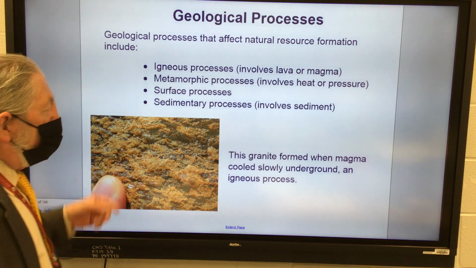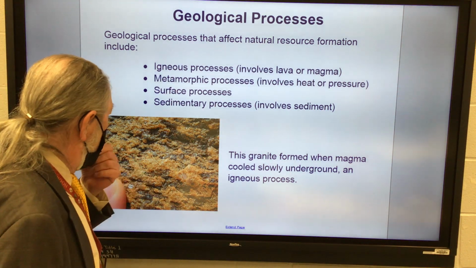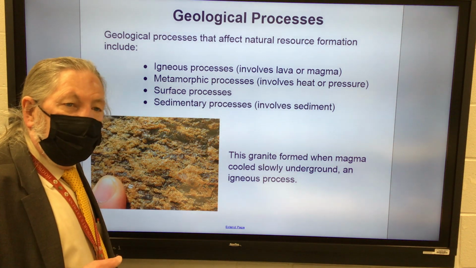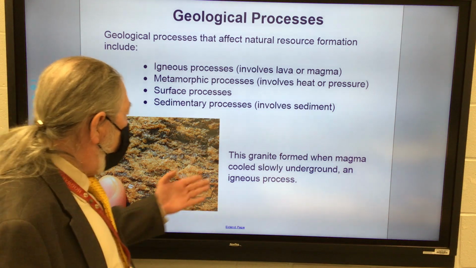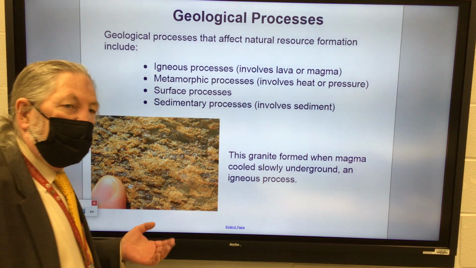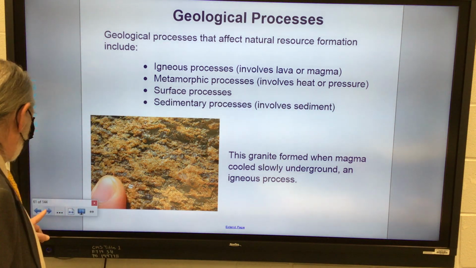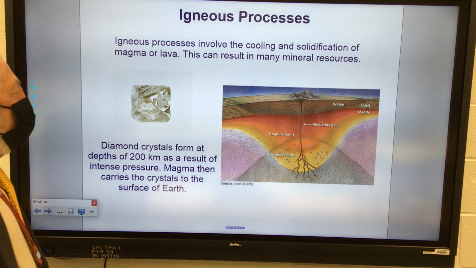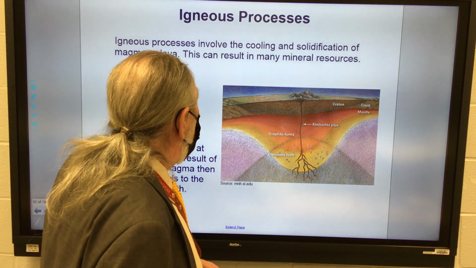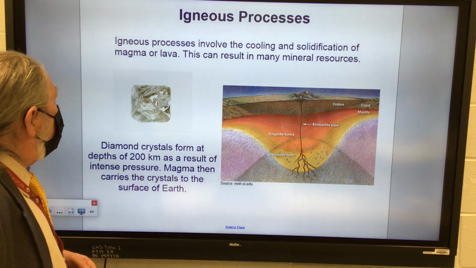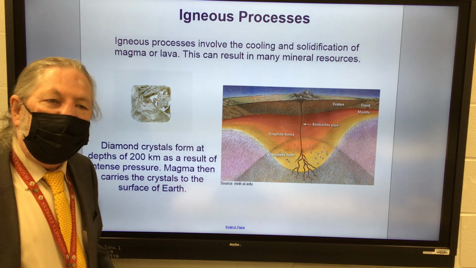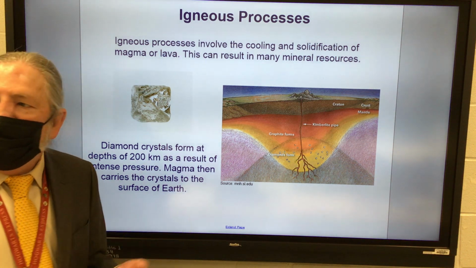Okay, and this is granite. We have granite in the Wichita Mountains. There's some granite out there. This granite formed when magma cooled slowly underground, which is an igneous process, right? Okay, so let's look at some igneous processes. Igneous processes involve cooling and solidification. That means liquid becomes a solid.